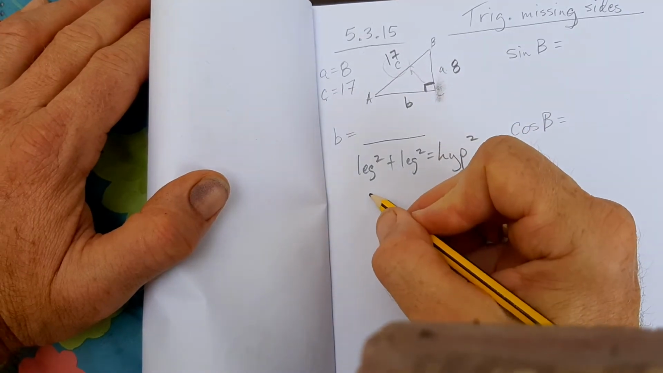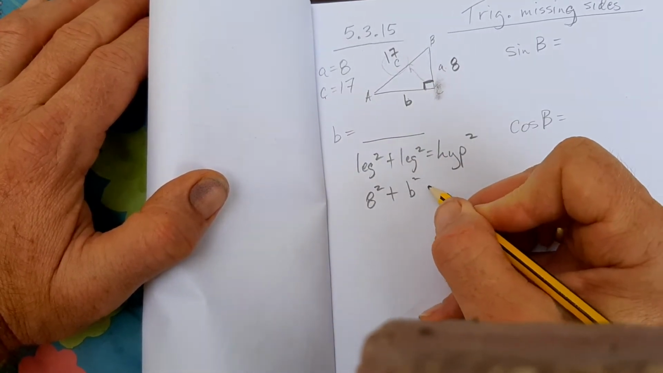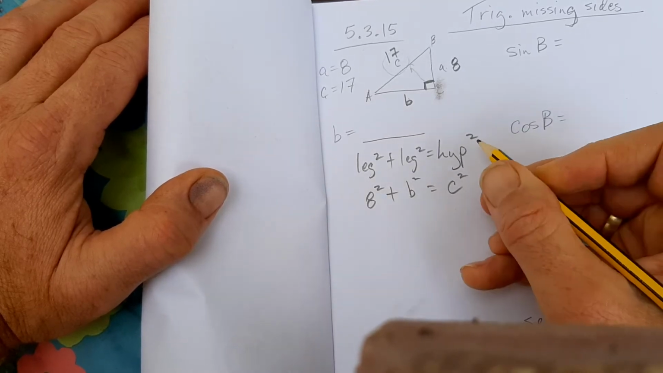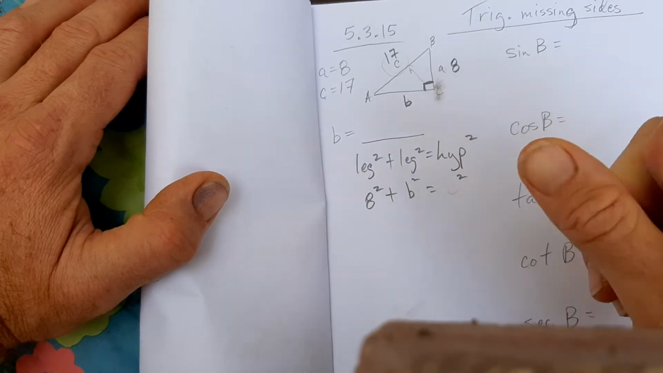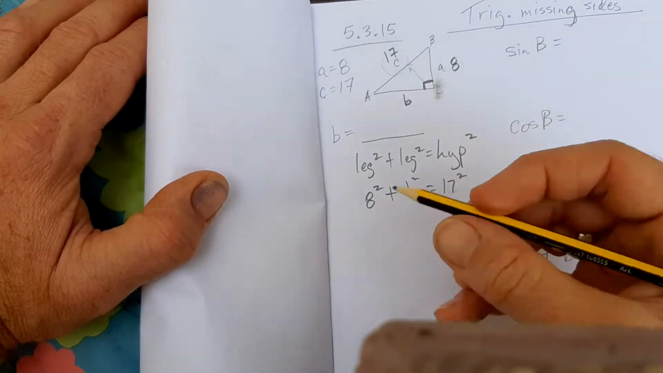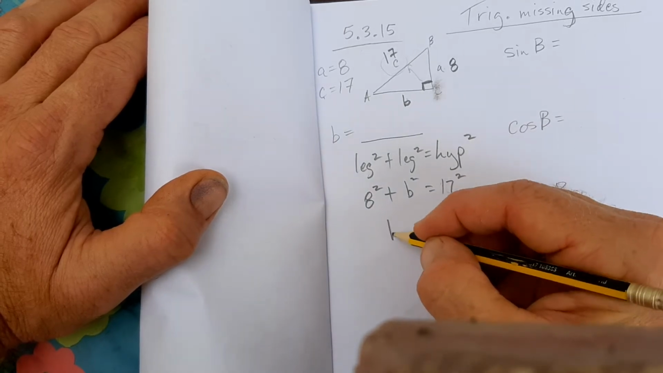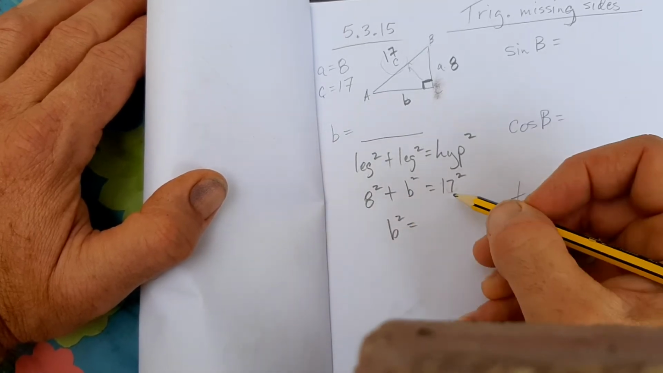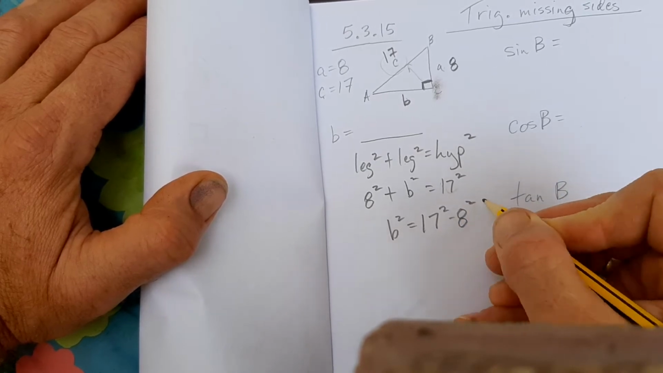A squared plus B squared equals C squared. Just remember that C is the hypotenuse. Oh, C squared, let's go ahead and put that in there: 17 squared. Then you do a little algebra and just solve for B. I want to know what B is, not B squared. So B squared equals, I'm going to subtract, 17 squared minus 8 squared.